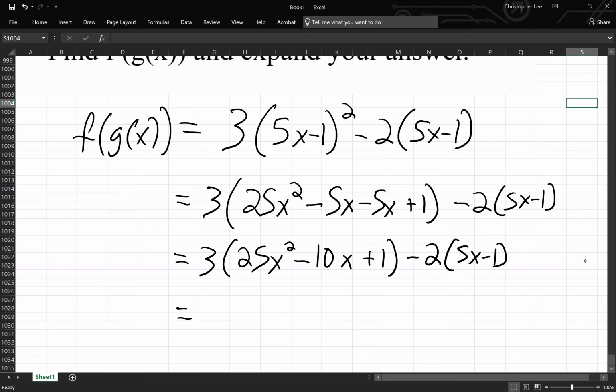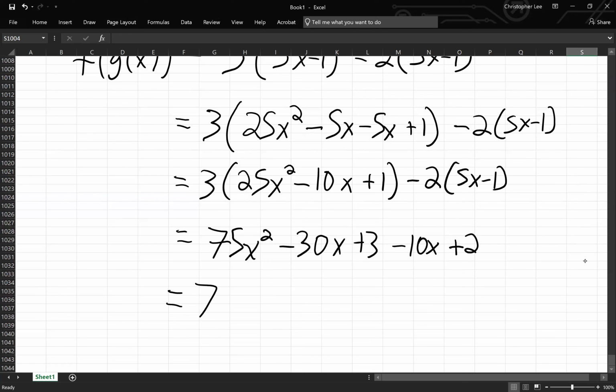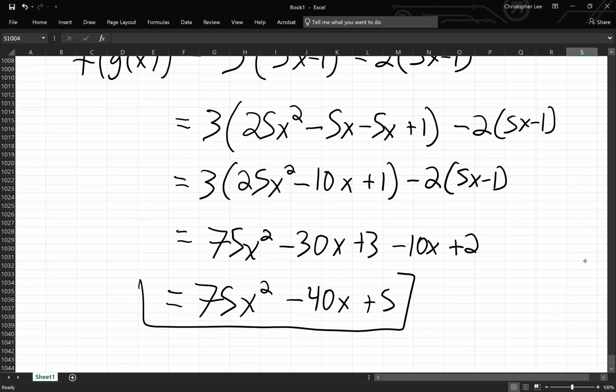So this is what? 75x squared minus 30x plus 3 minus 10x plus 2, right? Combine like terms now. What do we have? 75x squared minus 40x plus 5. There we go. Can't beat that. All right.